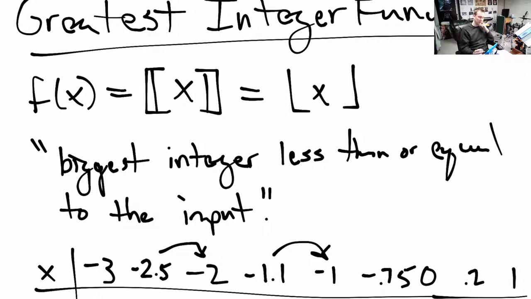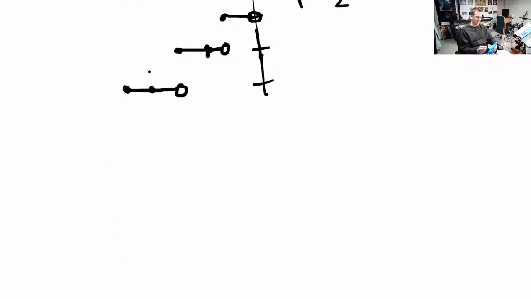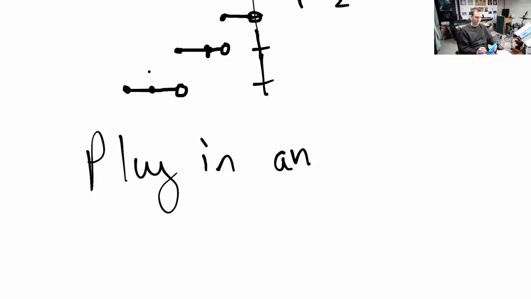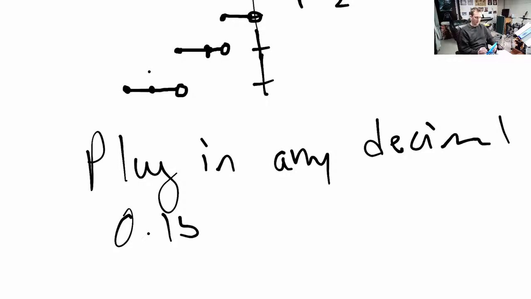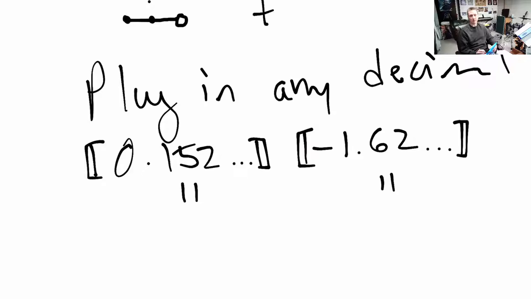Sometimes it's called the floor function. Basically, it just means round it down. It can also be called a truncation function, but if you plug in any decimal number, so 0.152, blah, blah, blah, -1.62, blah, blah, blah, when you take the greatest integer function of those inputs, the end result is always just round it down.